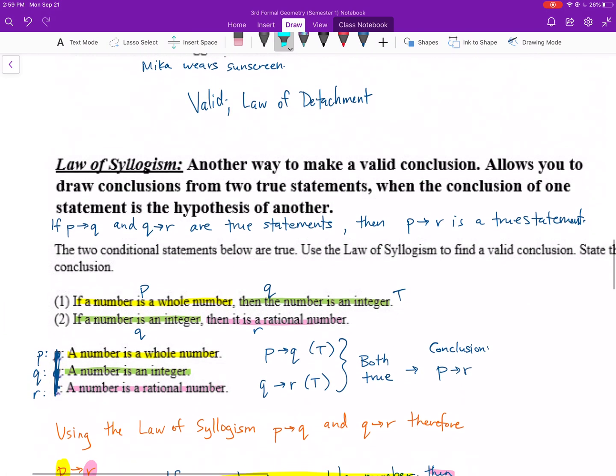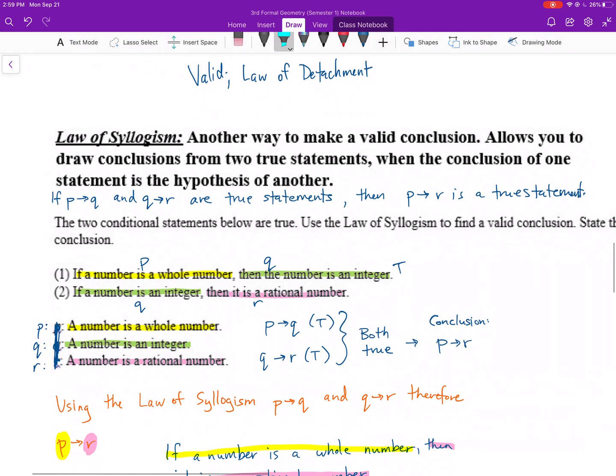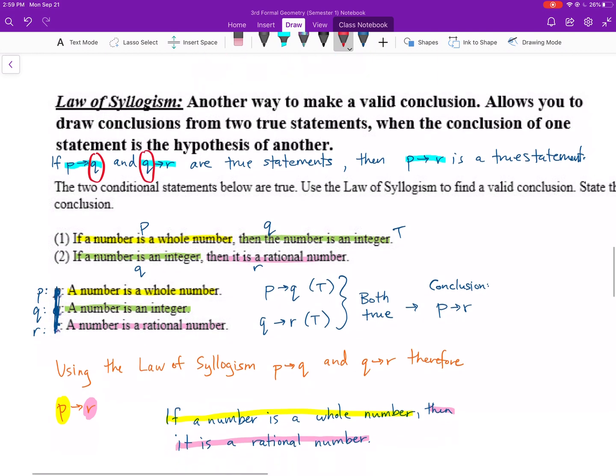All right, jumping down to the law of syllogism. Another way to make a valid conclusion. And this one is when we're going to have two statements. We're going to say if I have P then Q and Q then R, and I know that they're both true, then I can conclude that P then R is a true statement. I want you to notice that there's a Q for both of these, and these Qs are going to be the same thing. This conclusion of a Q is going to be the hypothesis for the second statement.